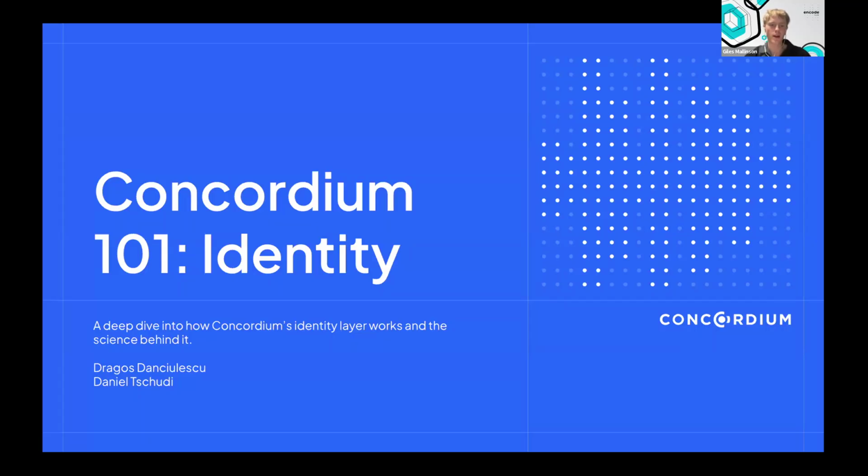Today we are joined by a new speaker. We have Daniel and Dragos again, ready to look into a deeper dive into the identity of Concordium and their on-chain identity layer. Particularly, we're going to be exploring how identity works, how privacy is preserved, and then the role of zero knowledge proofs as well.